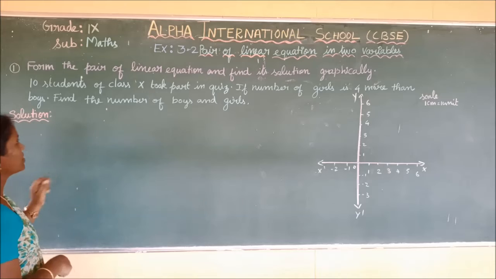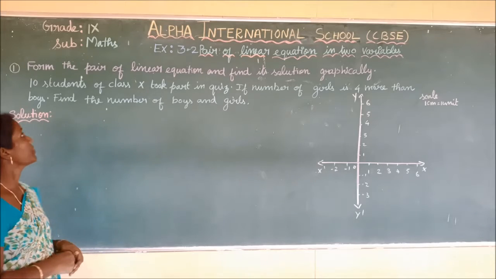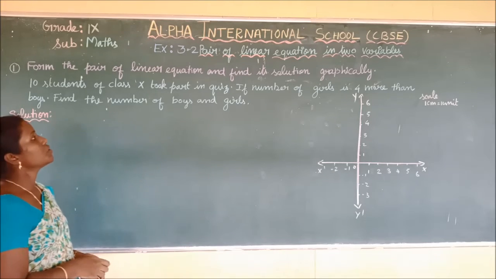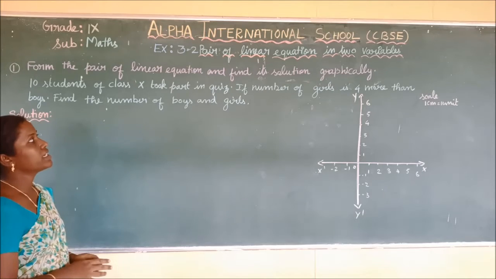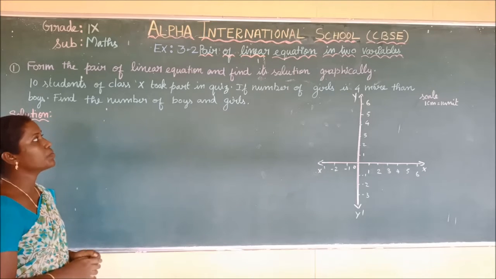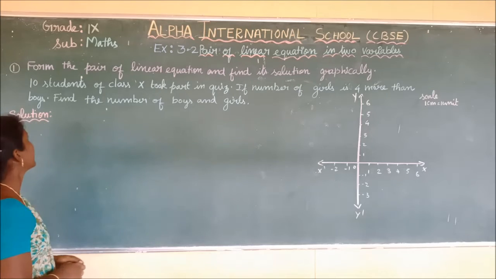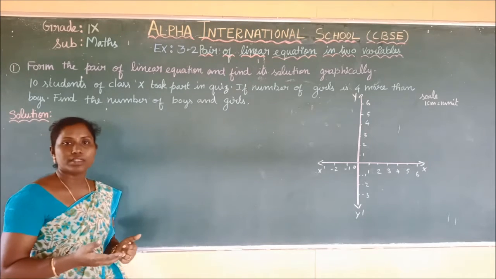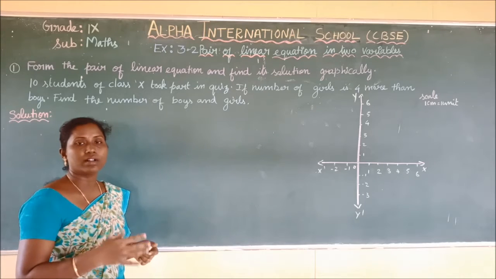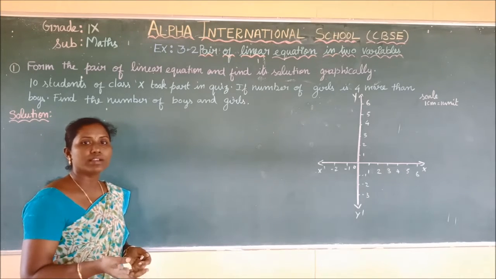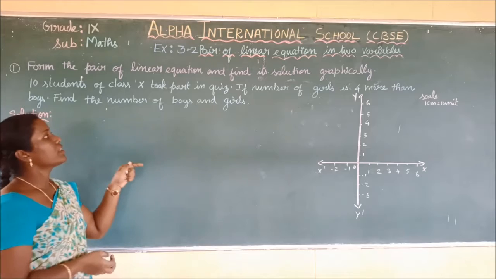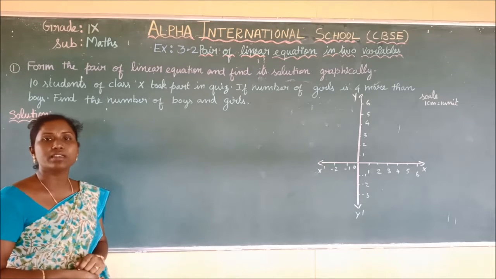See the first situation given here. 10 students of class 10 took part in a quiz. The number of girls is 4 more than the number of boys. The girls have 4 more than the boys. Find the number of boys and girls who participated in the quiz.